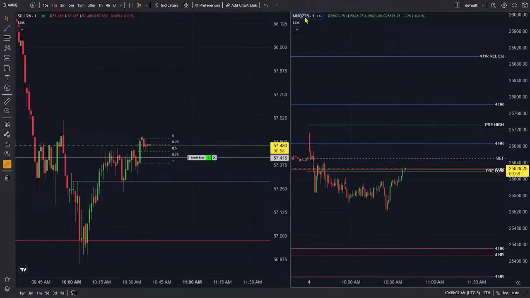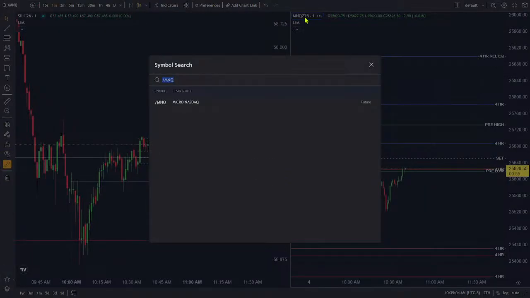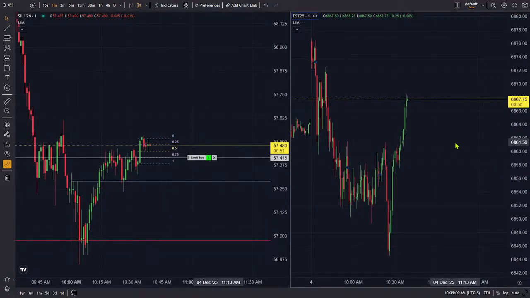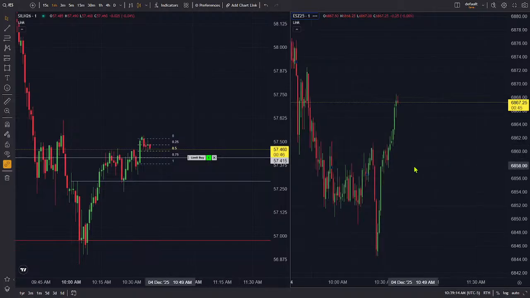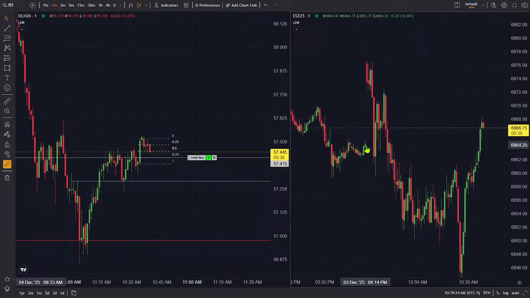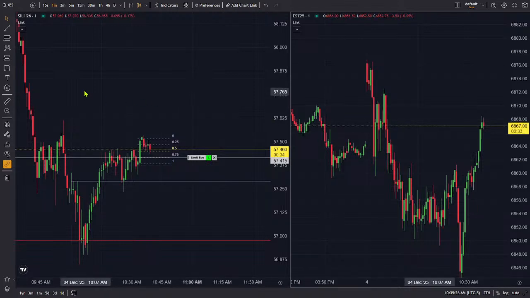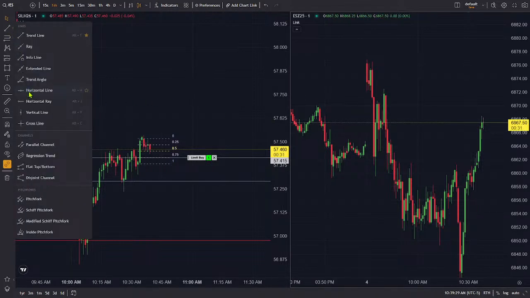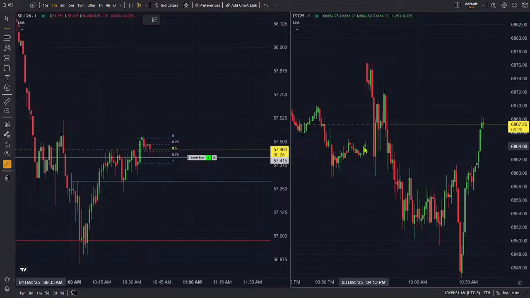Speaking of ES, I want to see what it's doing. It looks like it's reaching for that pre-market high as well. If it's running for this, it's pretty much settlements right here. So coming back down to settlements a possibility.